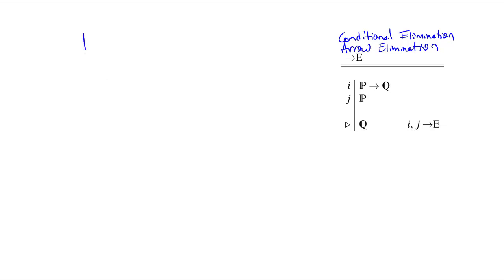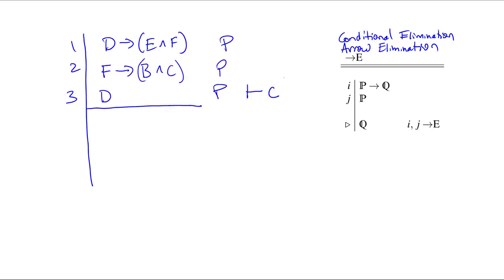For example, check out this derivation. Our goal is to derive C, which is buried in here in the consequent of the conditional in line 2. So that means we're going to want to try to get the antecedent of line 2, which is F, which is also buried in the consequent of a conditional. So we need the D. Luckily, we have the D right here, so we can start with the following moves.